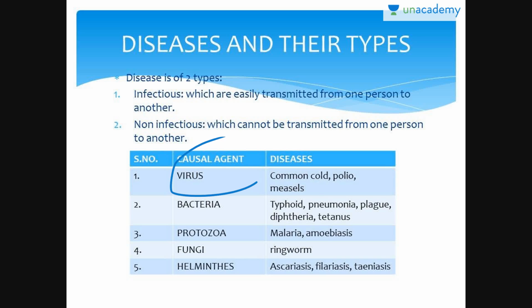So, causal agents are usually virus, which cause common cold, polio, measles. Bacteria causes typhoid, pneumonia, plague, diphtheria, tetanus. Protozoa causes malaria and amoebiasis. Fungi cause ringworm, and helminths cause ascariasis, filariasis.